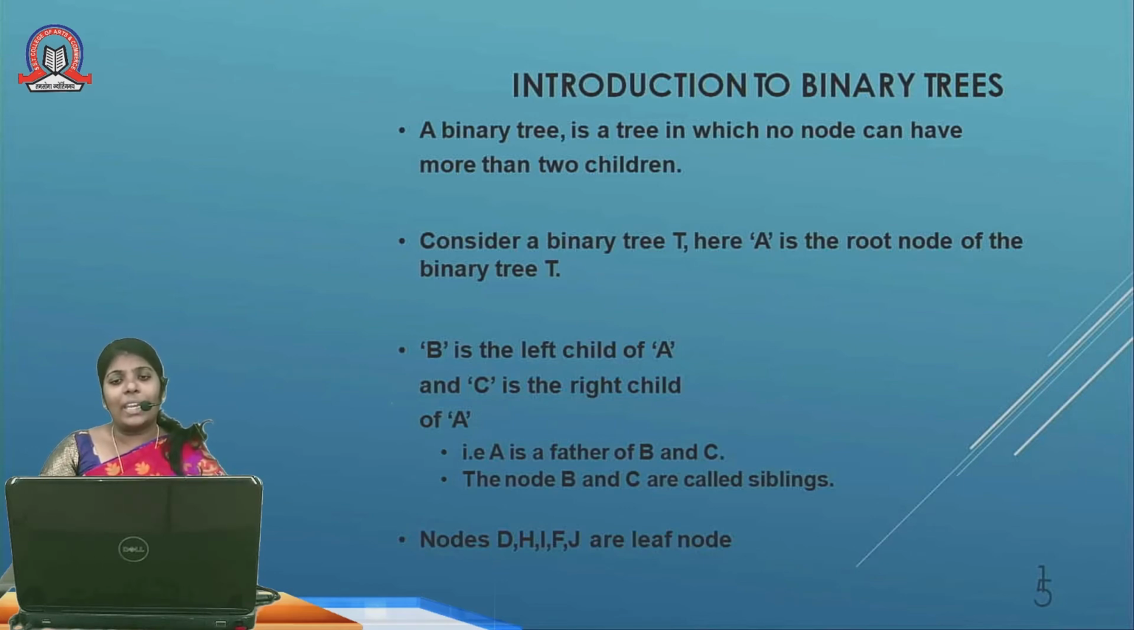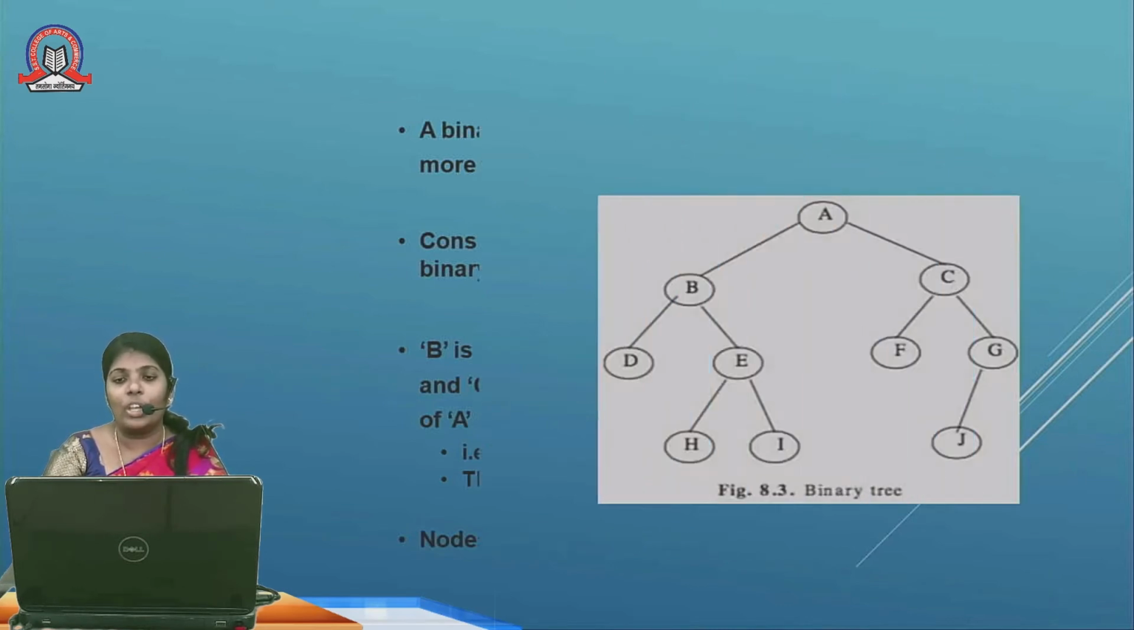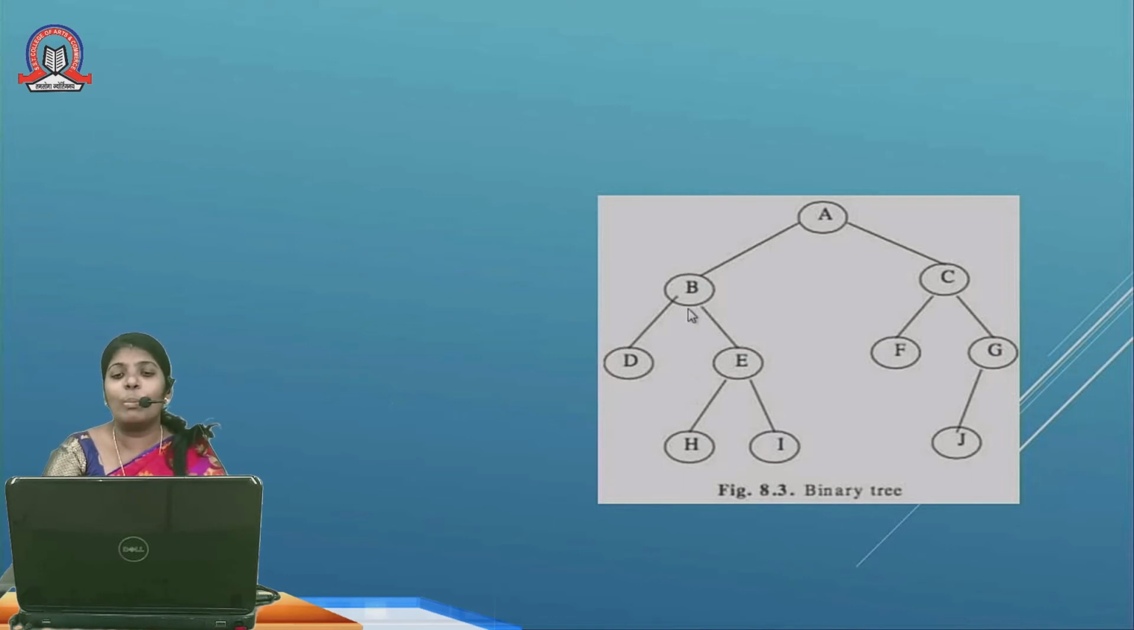So consider a binary tree T. Here A is the root node of the binary tree T. So B is the left child of A and C is the right child of A. That is, A is the father of B and C. Nodes B and C are called siblings. So nodes D, H, I, F, J are leaf nodes. You can see here this A is called the root node. B and C are the left subtree and right subtree. So B is the parent of D and E. C is the parent of F and J.